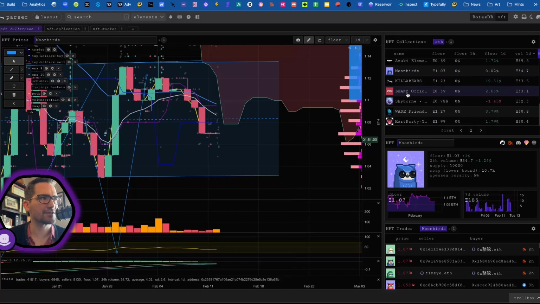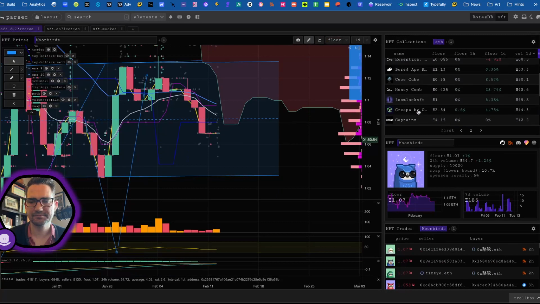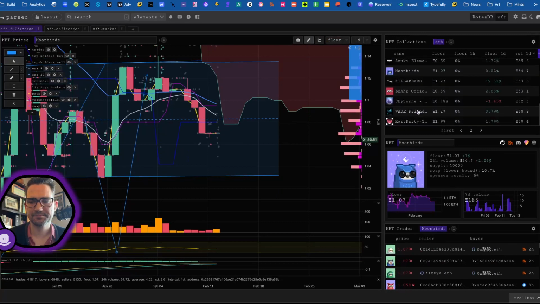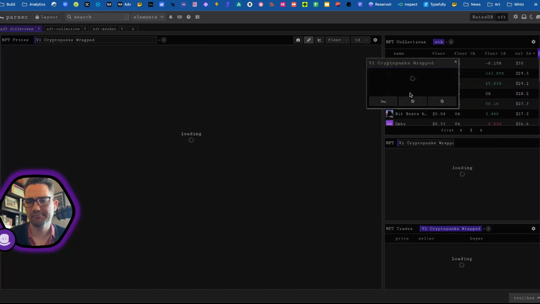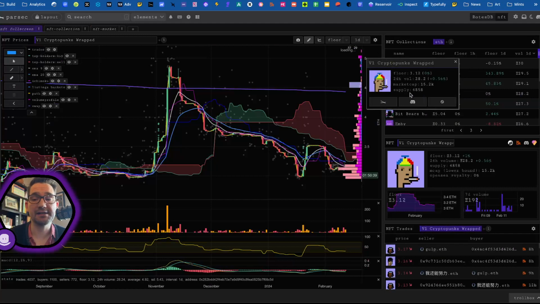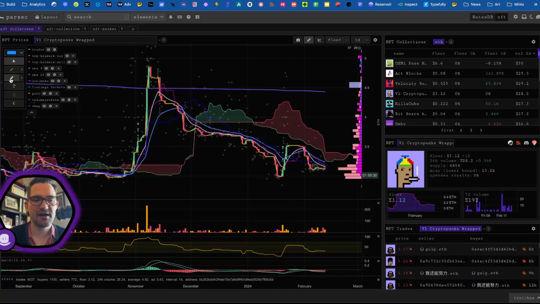Any other collections? What's on other radars here? Good question. I need to go through and look at my mint sections here. I think we're due for some hyped up mint, right? There's been some on Bitcoin. Quantum Cats, that's been the latest best mint that's happened.